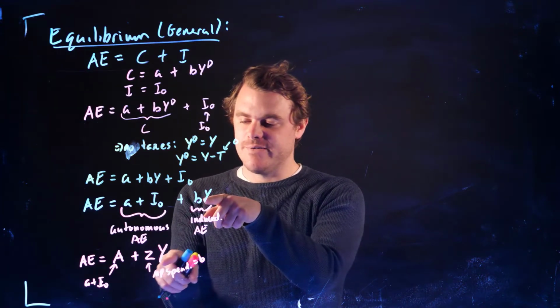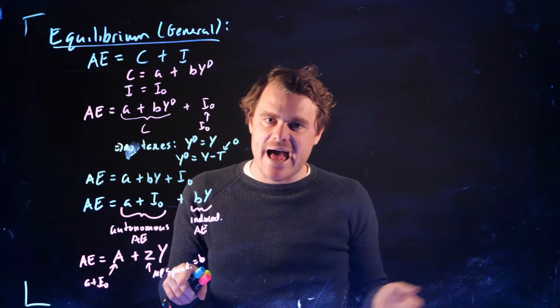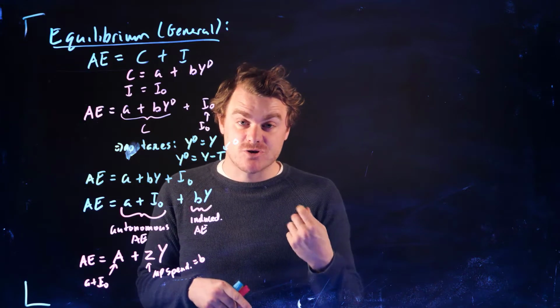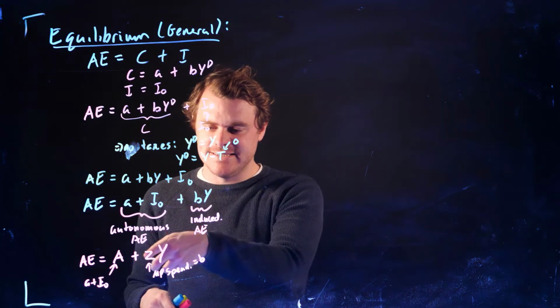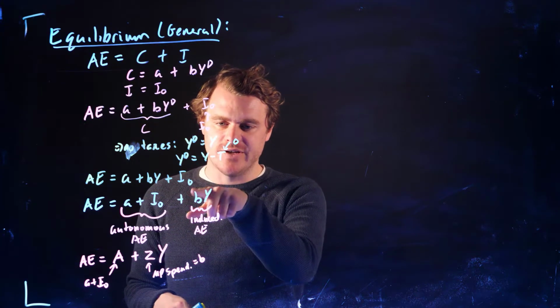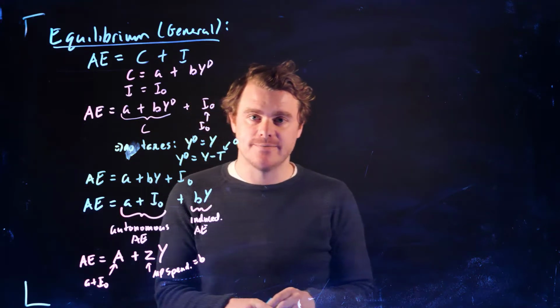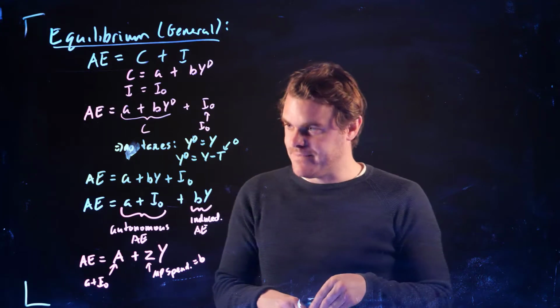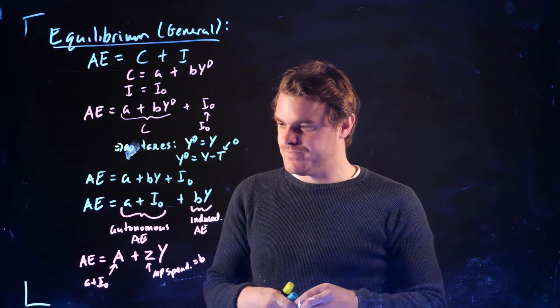So right now, it just seems like, oh, we're just changing b and calling it Z. There is going to be a difference between Z and b as we add parts of the model. So starting next week when we add trade, we're going to see that this Z is a little bit more complicated than just being this marginal propensity to consume, or b. Okay.